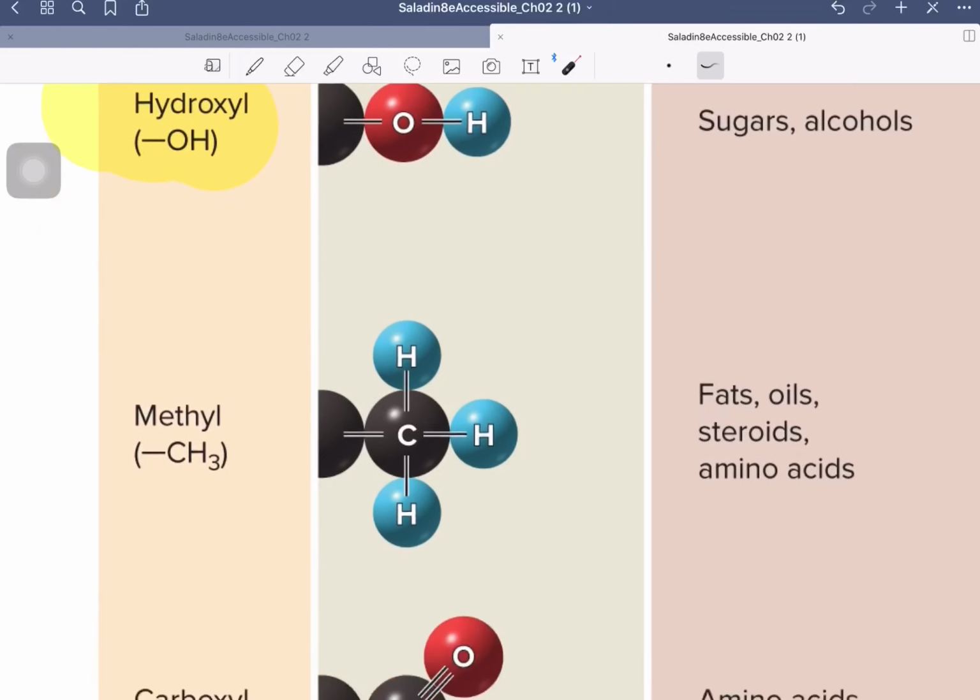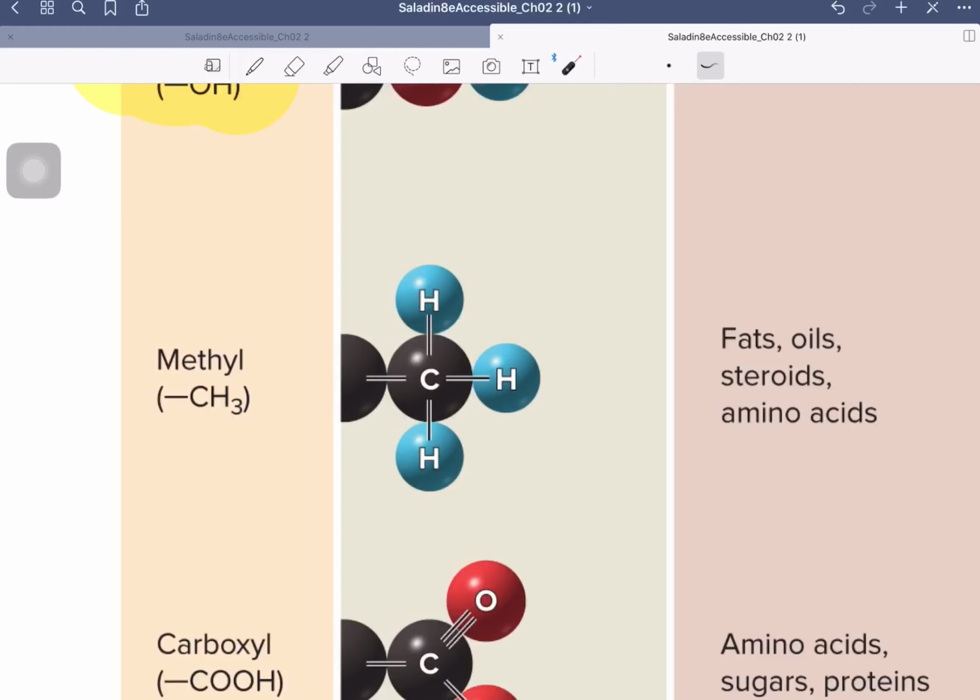The second group that we're going to look at is the methyl group. And a methyl group has a carbon. So we have a carbon, and we have 3 hydrogens attached to it. So it's CH3. Very common in fats, oils, steroids, amino acids.